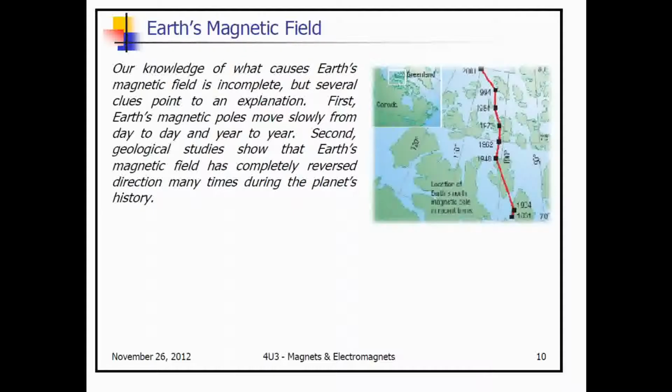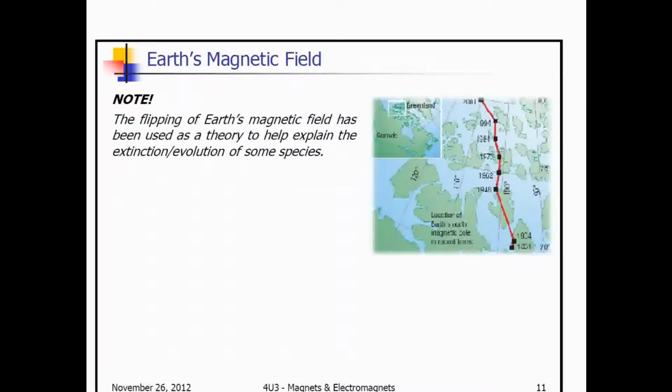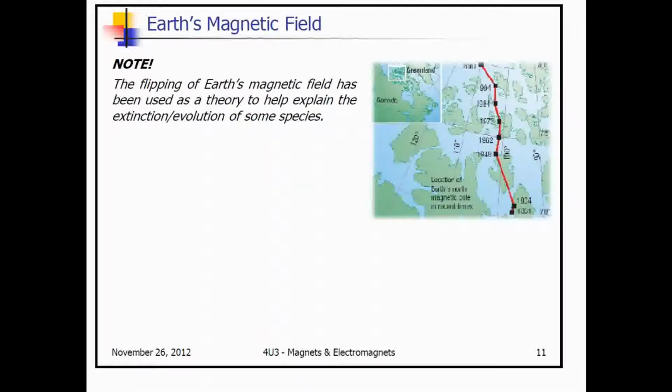There is a possibility that at some point the Earth's magnetic poles will switch, from a south pole to a north pole. They'll swap, and this has happened a few times in Earth's history. We don't know why it happens, or when it happens, but we're about due for a switch. It's something else you might want to research if you're curious. And here it says that the flipping of the Earth's magnetic field has been used as a theory to help explain the extinction or evolution of some species.